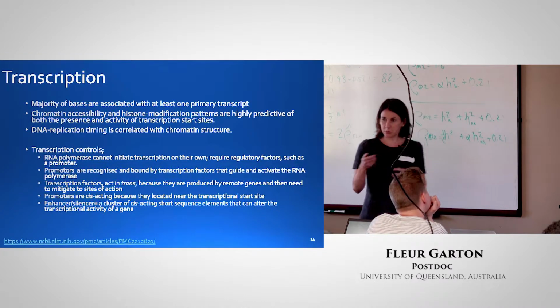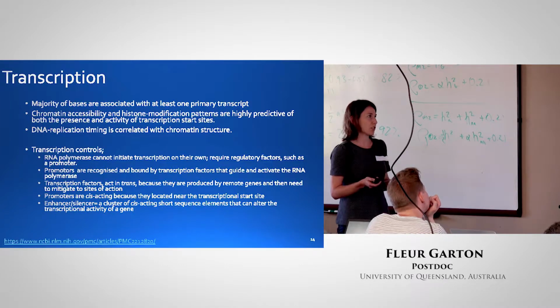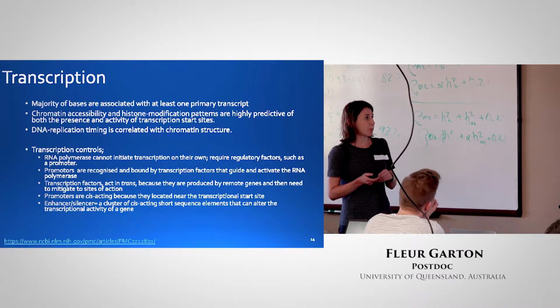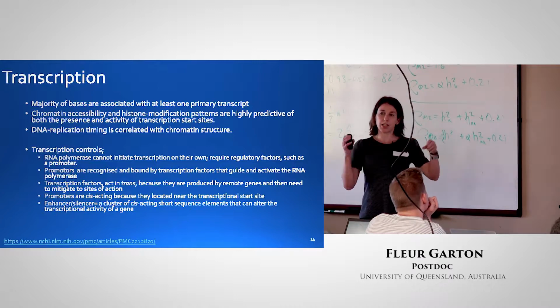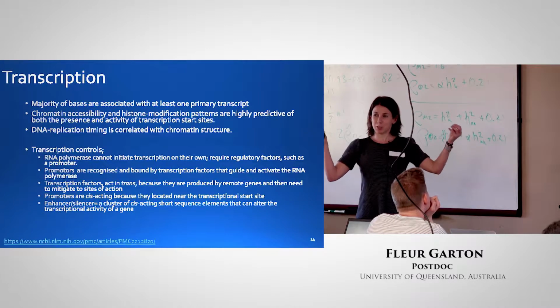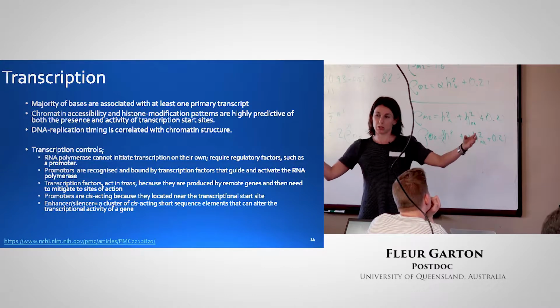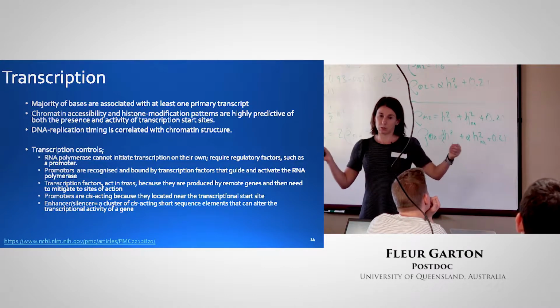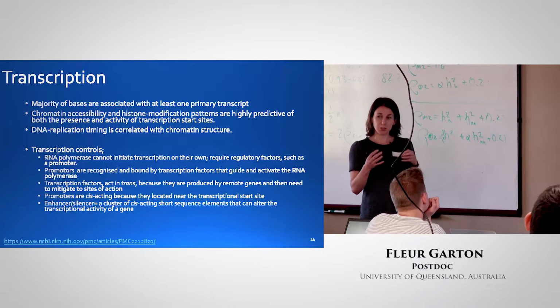So some principles about transcription. As mentioned, there's no such thing as junk DNA. The majority of bases are associated with at least one primary transcript. Chromatin accessibility: you don't see DNA as a double helix. It actually is tightly compacted, because if you put all your chromosomes together against a ruler, it's about 2 meters in length. So it's very, very highly folded.